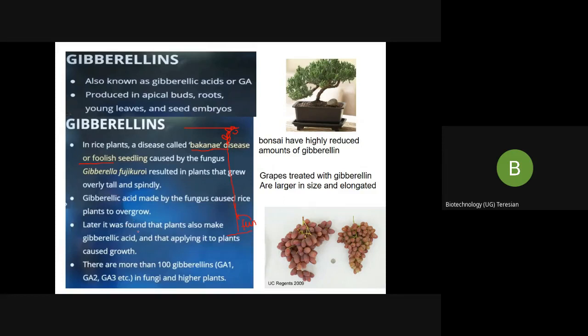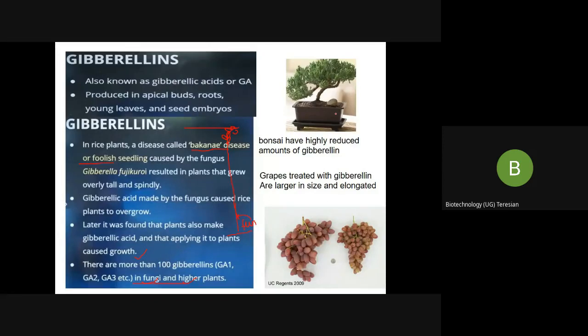Then later on, it was found that plants also make gibberellic acid, and that applying it to plants caused growth. So they found that this fungus is producing it, but also later they came to know that our plants naturally produce this gibberellic acid. There are at least more than 100 of these gibberellic acids known from fungi and higher plants.